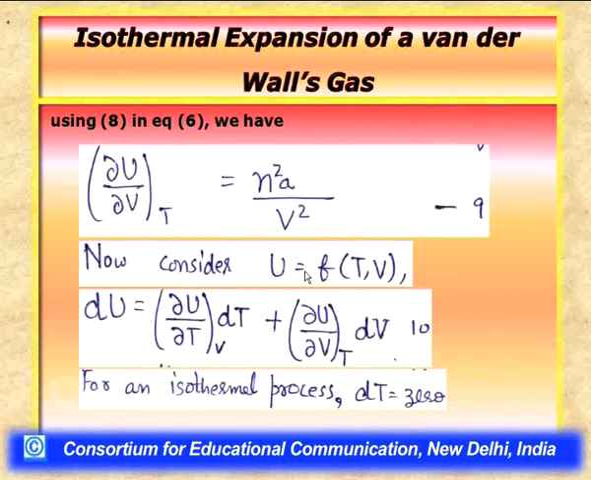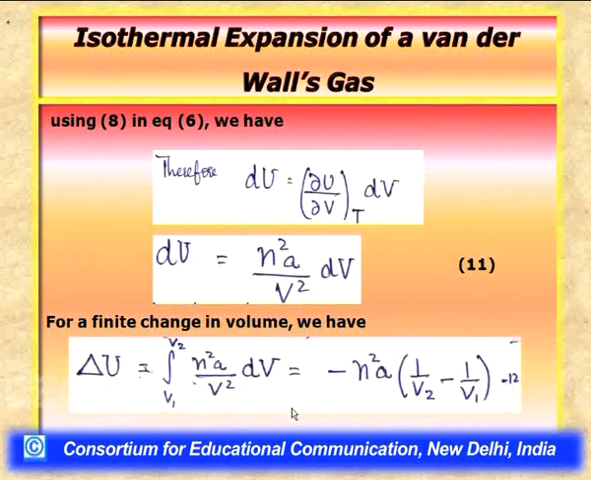Therefore, in equation 10 we can put n square a by V square instead of delta U by delta V at constant T, and this first term is 0, and that is how we get dU equal to delta U by delta V at constant T dV. Instead of delta U by delta V at constant T, we can write n square a by V square dV. We have just derived that this is equal to this. Now, for a finite change, we can integrate equation 11 and get delta U equal to the integral from V1 to V2 of n square a by V square dV, equal to, now n is constant, a is constant, and only volume is changing.